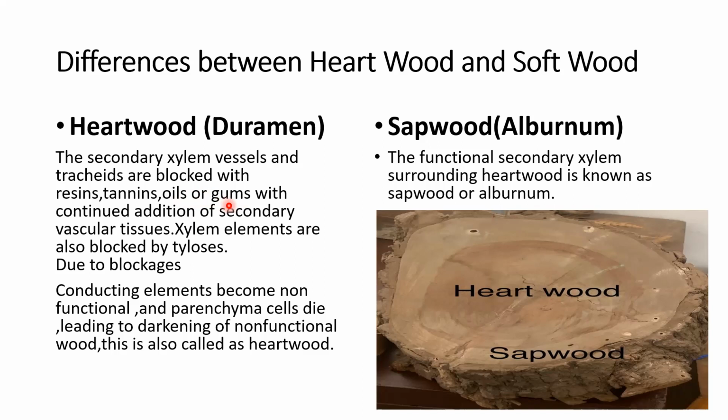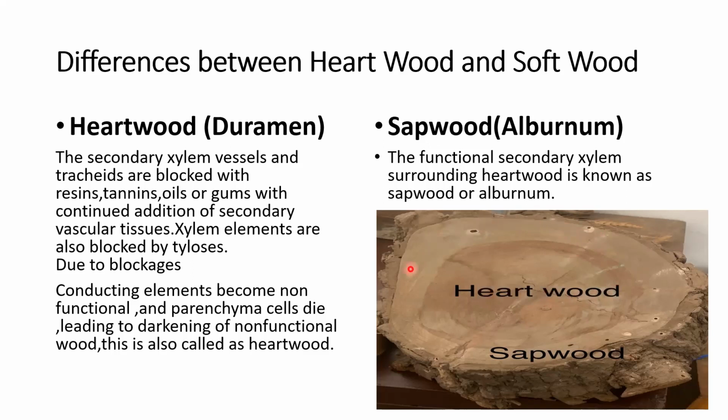The parenchyma cells also become dead, and they will not conduct water and minerals. So due to deposition of the extractives or excretory products, or due to death of the tissue of the old vascular tissue, this will become dark in color. So this is called hardwood. We can say conducting elements will become non-functional, and parenchyma cells surrounding the xylem tissue will also become non-functional. So this is called hardwood. This will become dark in color.